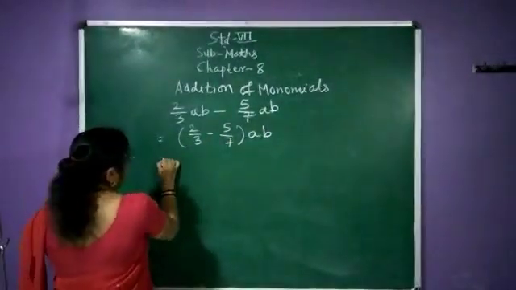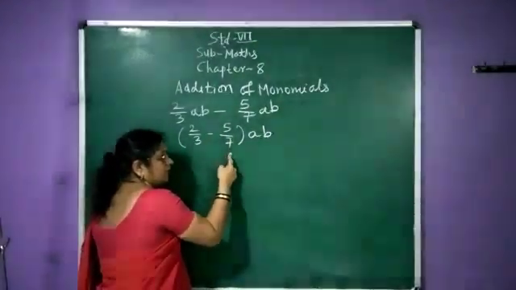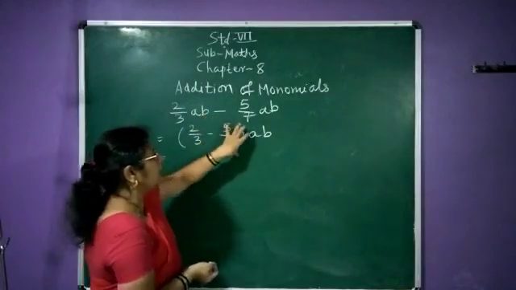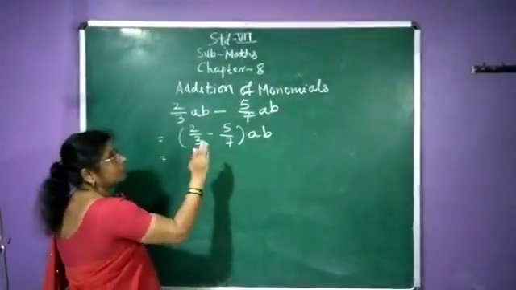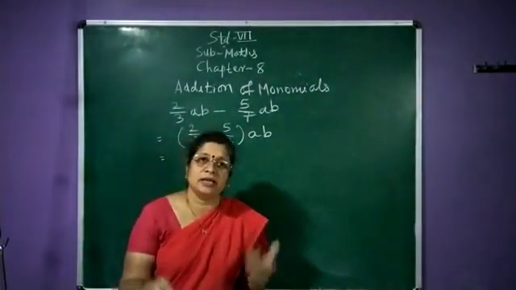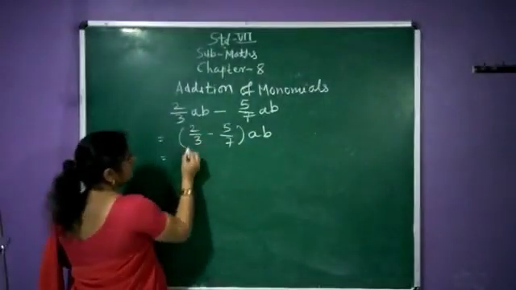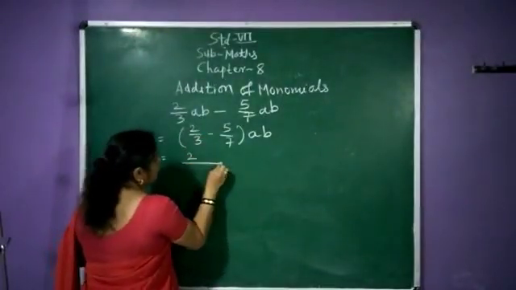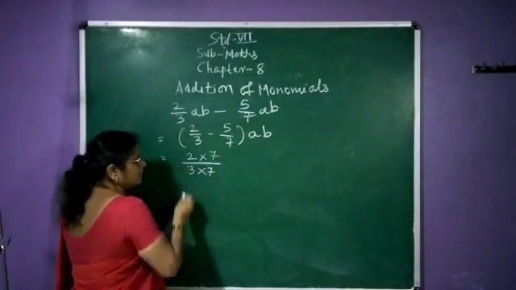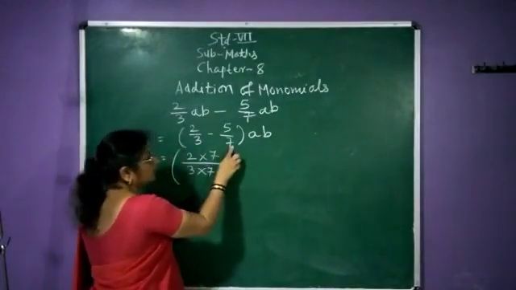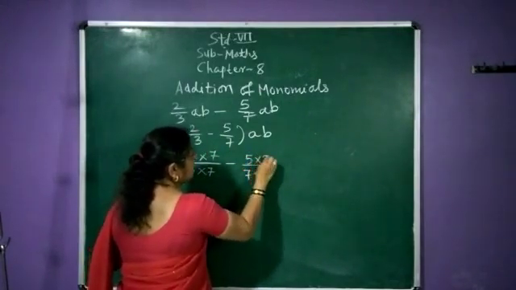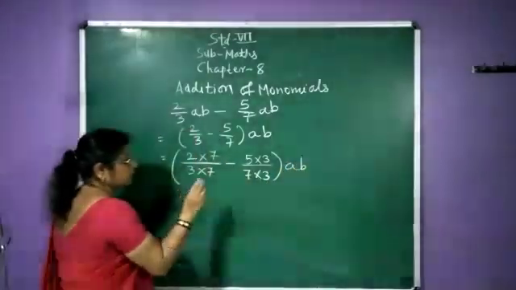Okay. Now here you will see the denominators are different. So I'll multiply this fraction by 7 and I'll multiply this fraction by 3 to make the denominators same. Once the denominators are same, then you can add or subtract the numerators. Okay, so 2 upon 3. I am multiplying the denominator by 7, so I have to multiply the numerator also by 7. Here I will be multiplying the denominator by 3, so I have to multiply the numerator also by 3. Have you understood up to this one?